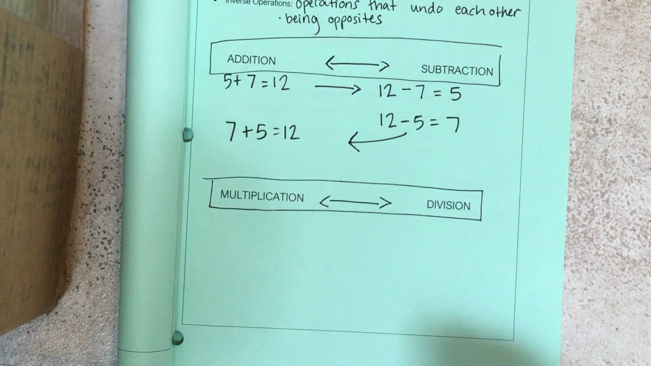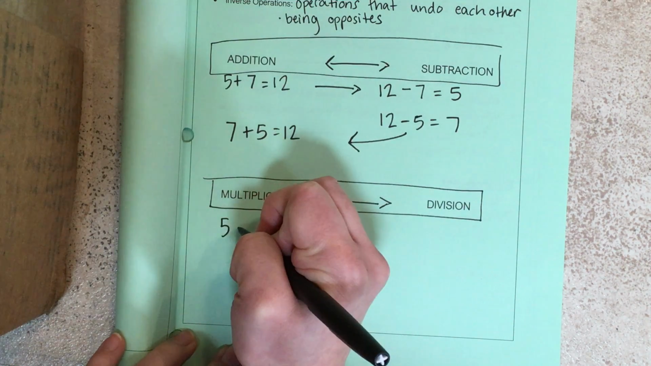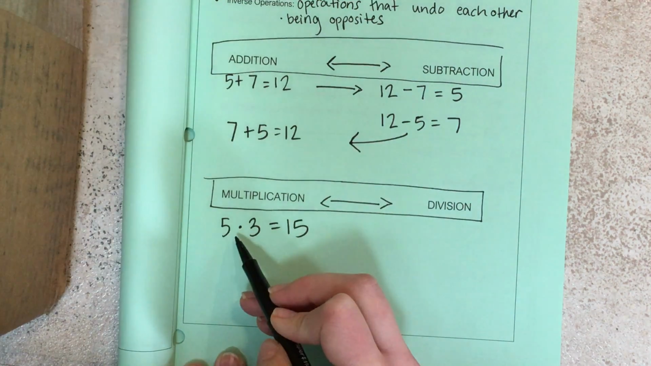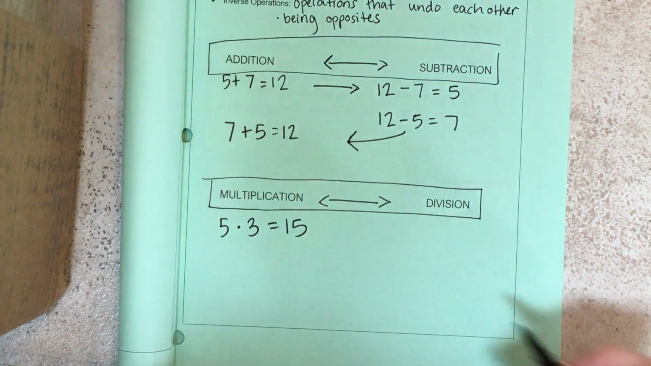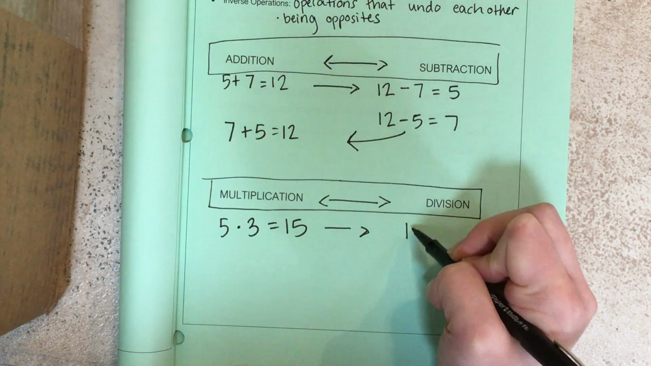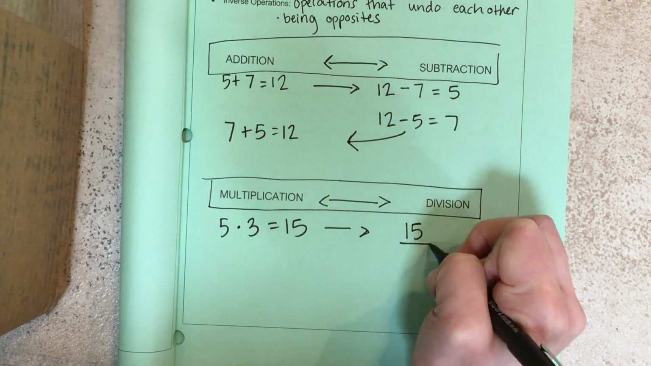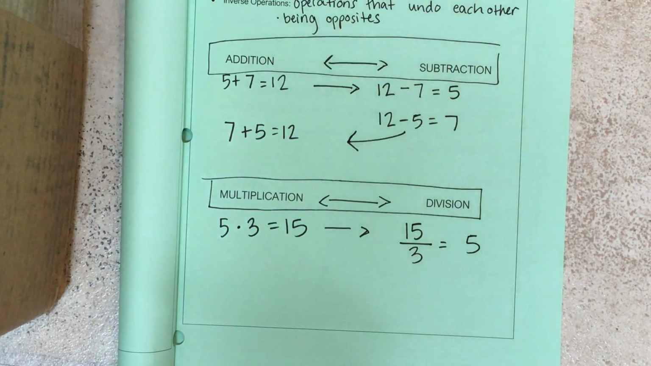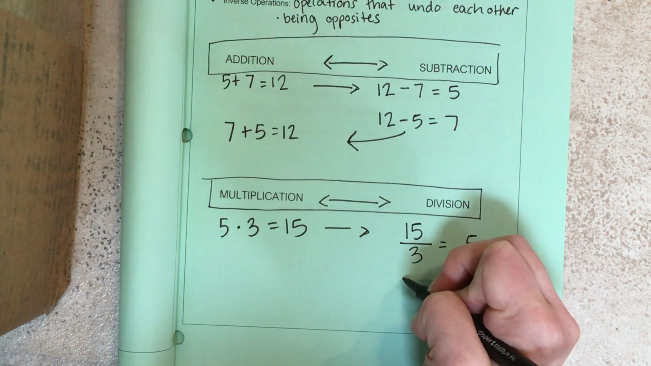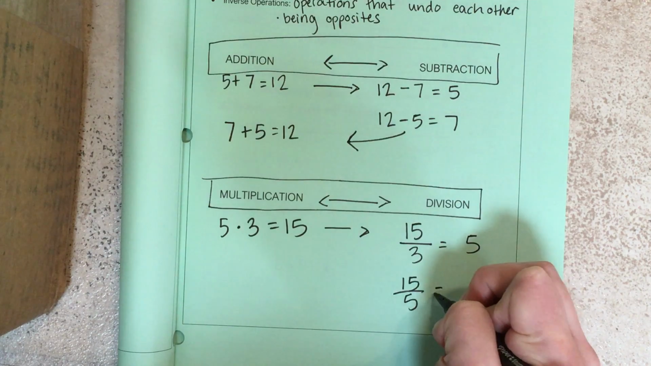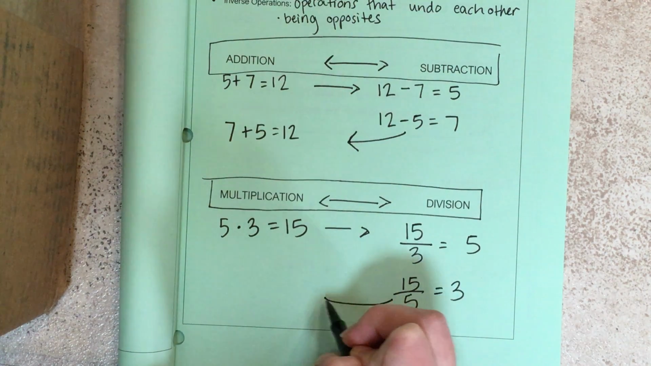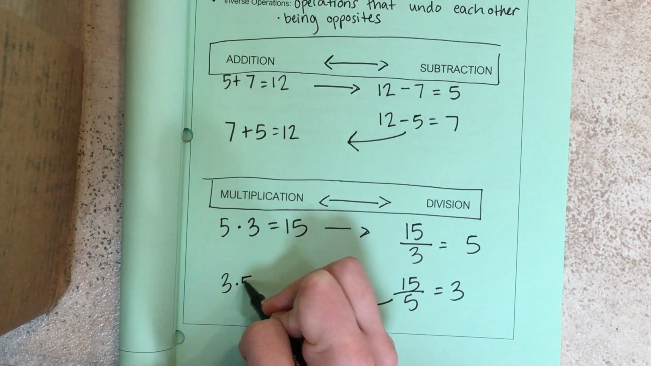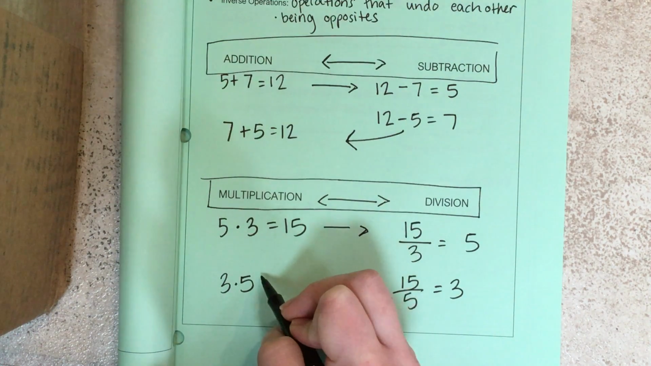So let's take a look at this again. So that same fact family, if I have 5 times 3 is equal to 15, remember we're using the dot instead of the x, I can undo that by taking the 15 and dividing it by 3 to get the 5. Right? Or I can do the opposite. If I have 15 divided by 5 equals 3, same numbers, I can work backwards by taking that 3 and multiplying it by the 5 to get the 15.